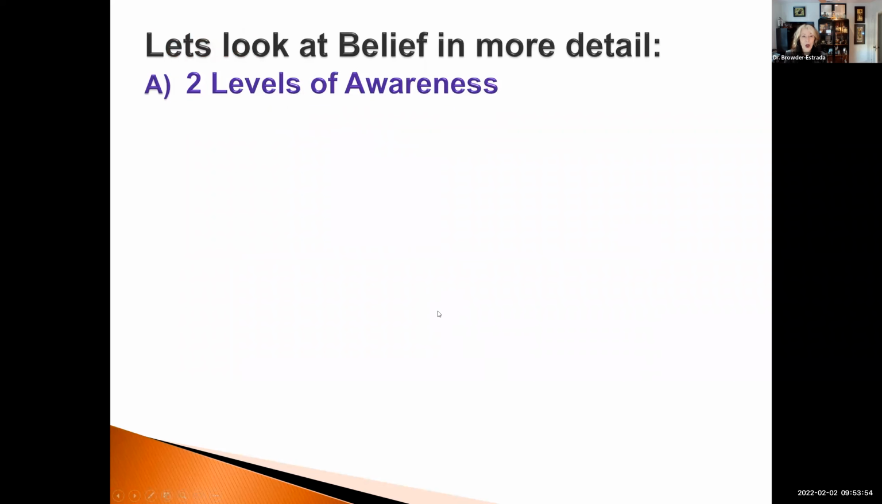Okay, so we'll start this one and then we'll come back next time, we'll do the rest. But let's look at belief then, the concept of belief. We're going to have an A, B, C parts of this quick conversation, and then we won't be looking at this for the whole rest of the course. But let's look right now at levels of awareness.